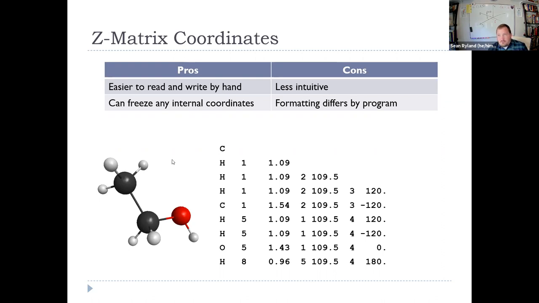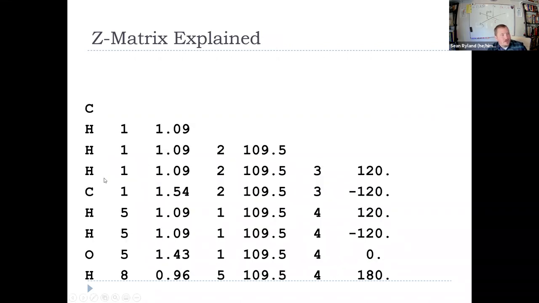So this winds up being a lot easier to actually build your molecules this way, because once we know what these various columns are, it allows us a lot of power, and we're able to be very, very specific about where things are. So column one, once again, is the atom type. So just carbon or hydrogen or oxygen.